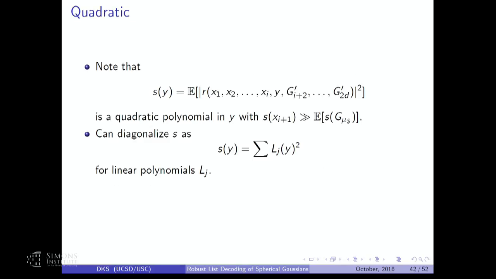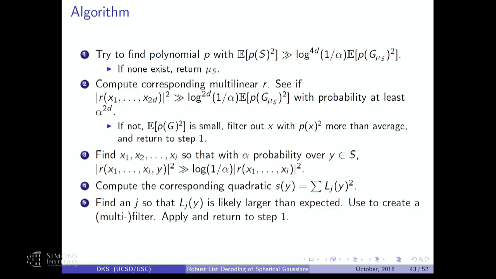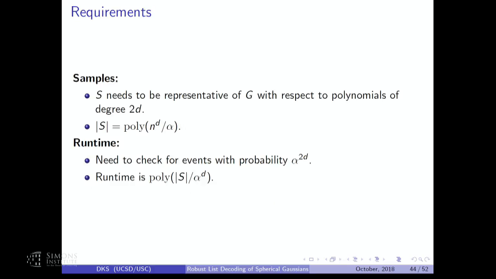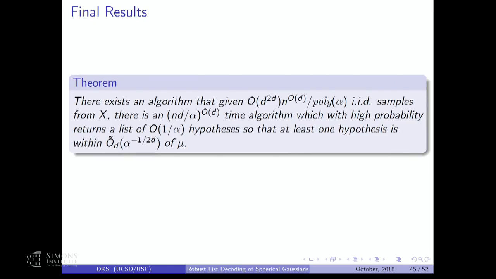So again, I'm going to skip a lot of this because it's technical and I don't have time. But in the end, basically, we need a number of samples that's something like poly of n to the d over alpha. And the runtime is a little bit more than that because we need to check for some of these events that happen with probability alpha to the 2d. And so our runtime is polynomial in the number of samples and alpha to the minus d. But the theorem is we have an algorithm that runs in this reasonable amount of time and samples.